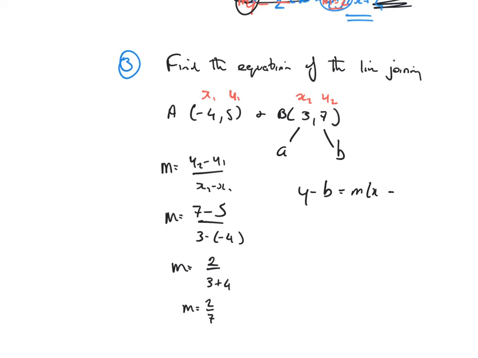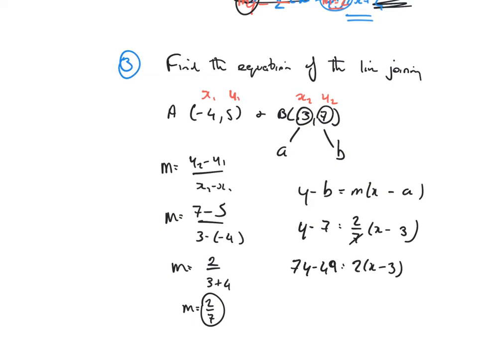y minus b equals m bracket x minus a. So y minus b, that's 7, is equal to m, that's 2/7, bracket x minus a, so that's x minus 3. I'm then going to eliminate that 7 by multiplying through by 7, so that will give me 7y minus 49 is equal to 2 bracket x minus 3. I'll get rid of the 7 on the bottom there, the denominator. 7y minus 49 equals 2x minus 6.